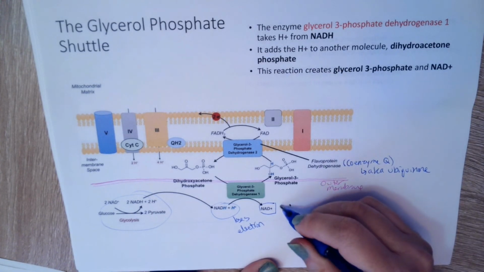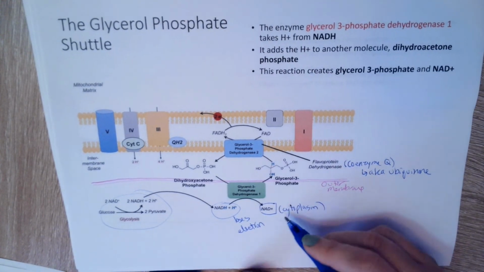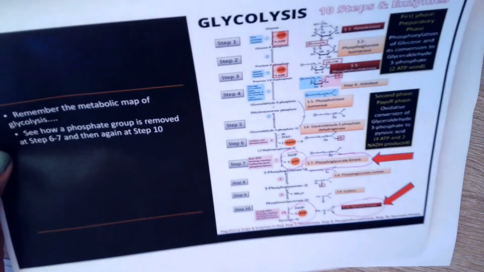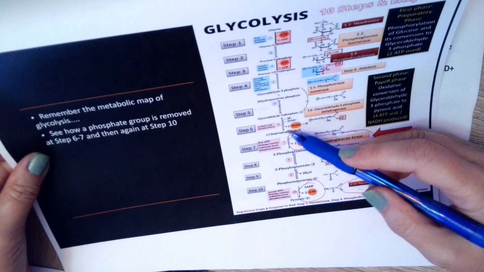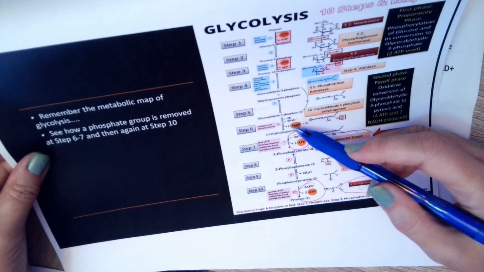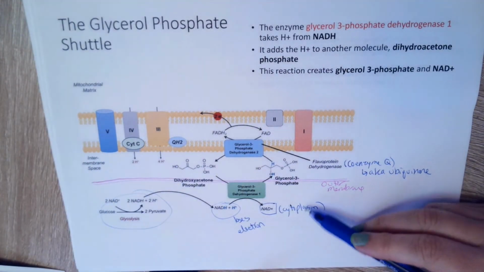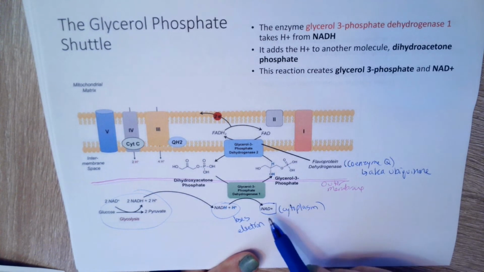So this is still going to be in the cytoplasm out here. That NAD plus can then go back, since it's still in the cytoplasm, and be reduced again to create more NADH during glycolysis. So this will be a replenishment of our NAD plus that we can reduce in our glycolysis.